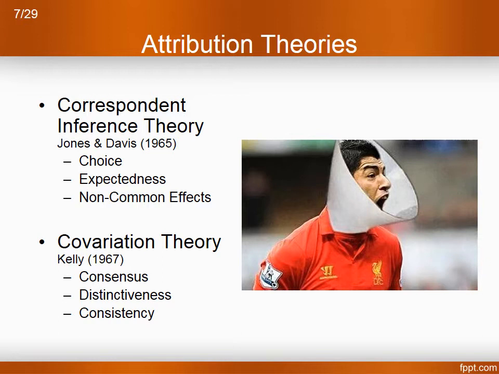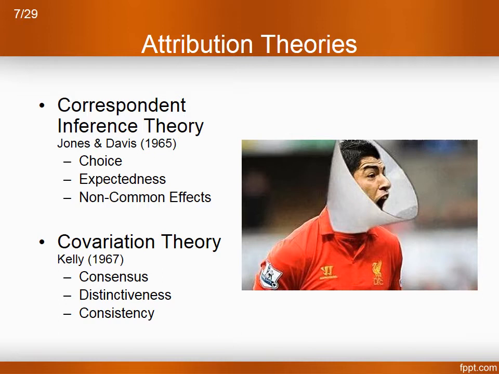Secondly, we look at expectedness. Do other people behave the same way in the same situation? And thirdly, we look at what are called non-common effects. Is there something about what they did that would be unique, that produces a unique result? Or could they have produced similar results by other behaviours?